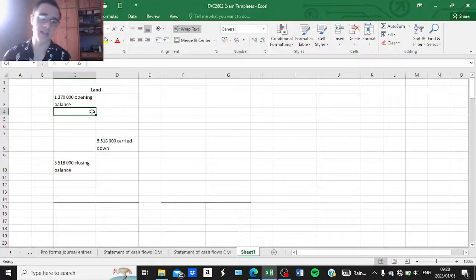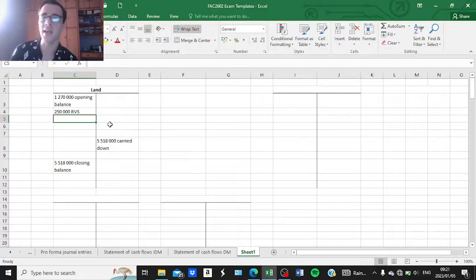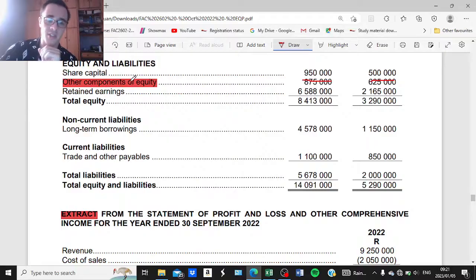So this means that the current year's revaluation surplus amounted to 250,000. And as I've indicated previously, this would be shown on the debit side of the land general ledger account because it represents an increase in the fair value of land. So this is the revaluation surplus for the current year. The journal entry made to record this adjustment was that we debited land by 250,000 and credited revaluation surplus by the same amount.